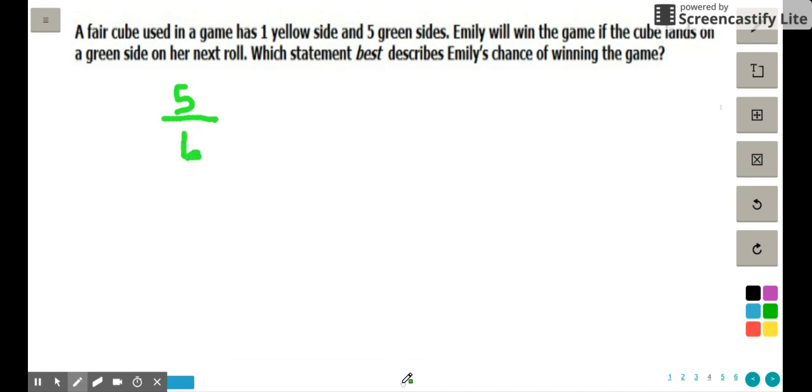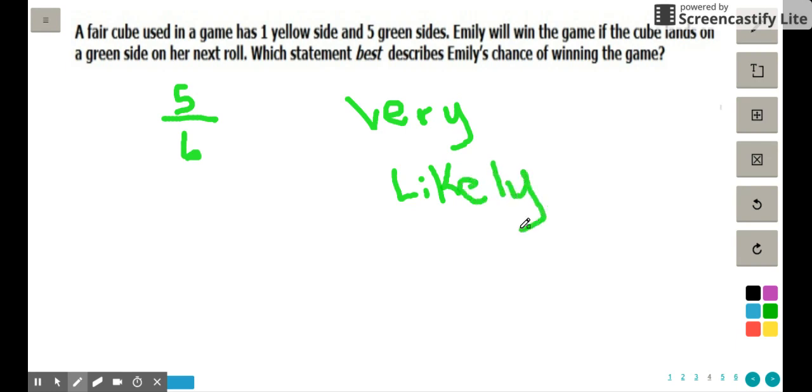When I put that in a calculator, 5 divided by 6 gives me 0.83. So remember, you move 2 over for percents. So that's 83%. It is very likely that she's going to win, because there's 5 green and then there's only 1 yellow.